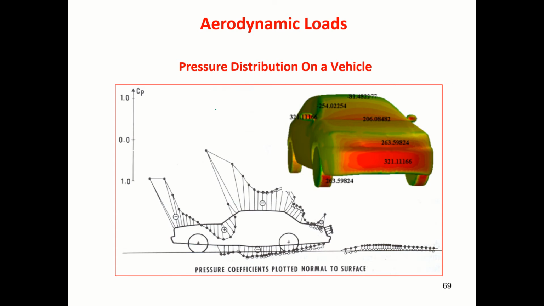Now another very important thing is how do you find CD, the drag coefficient. There are various ways we can do it. One way is we can do a computational fluid dynamics simulation, CFD, and you can study the pressure distribution of the vehicle at different speeds. From that, it is possible to find out the coefficient of drag.